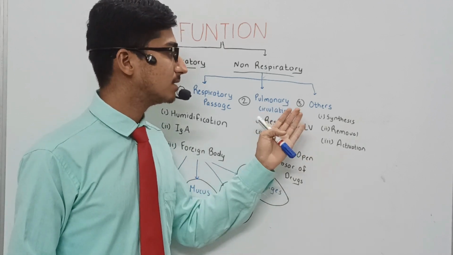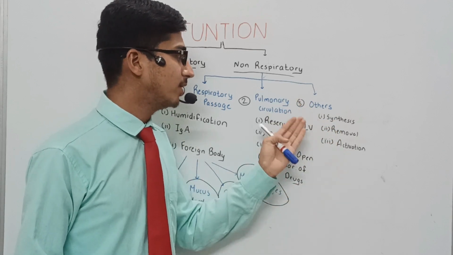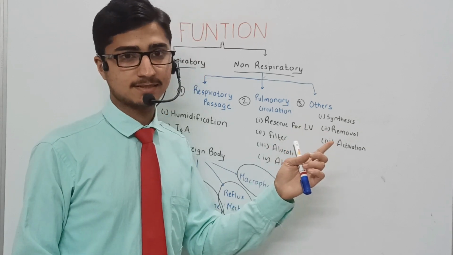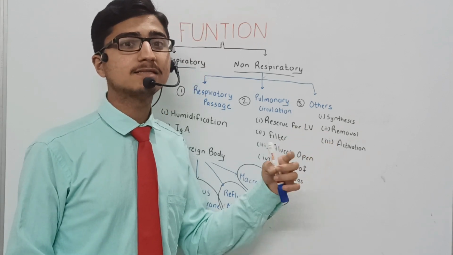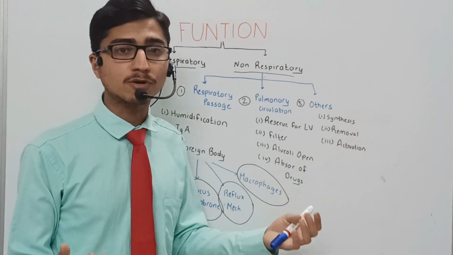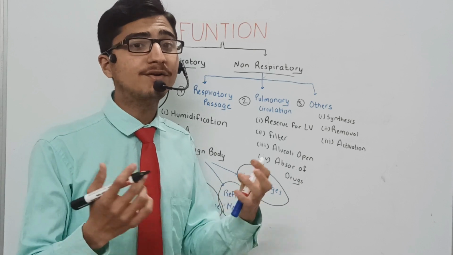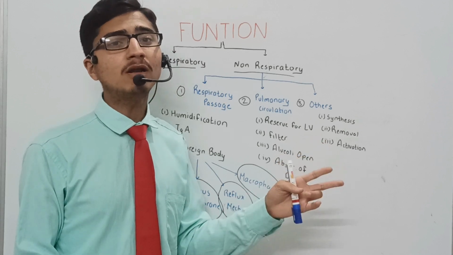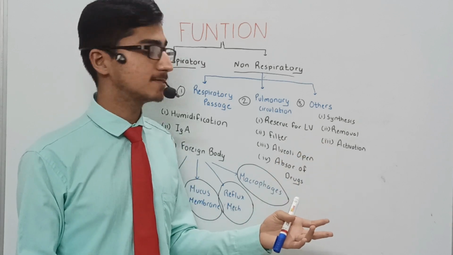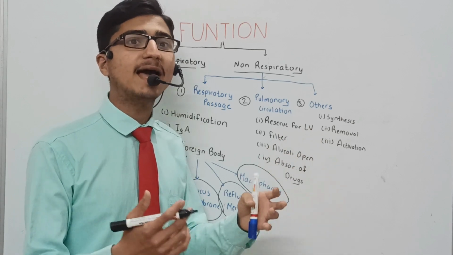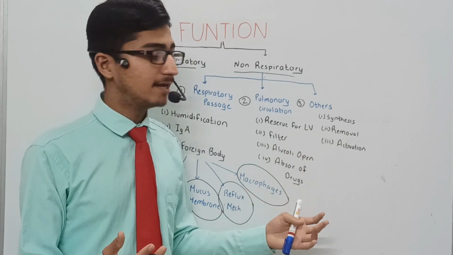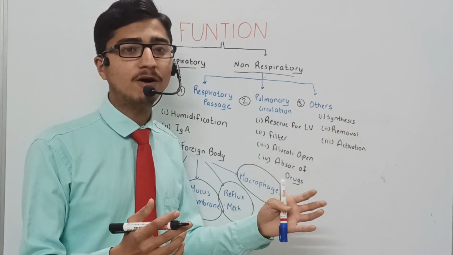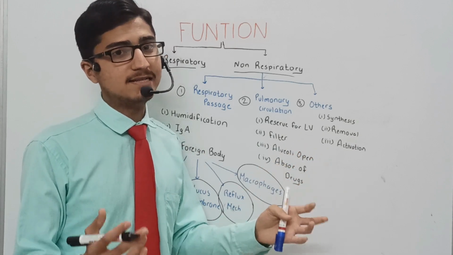Last is the others. In this we are going to see three functions. The first function is the synthesis. Here there occurs the synthesis of certain things such as prostaglandins, which are the inflammatory markers. Next comes the removal. Here the removal of bradykinin and serotonin takes place. And the third function is the activation function. Here angiotensin 1 will be converted into angiotensin 2 with the help of angiotensin converting enzyme.